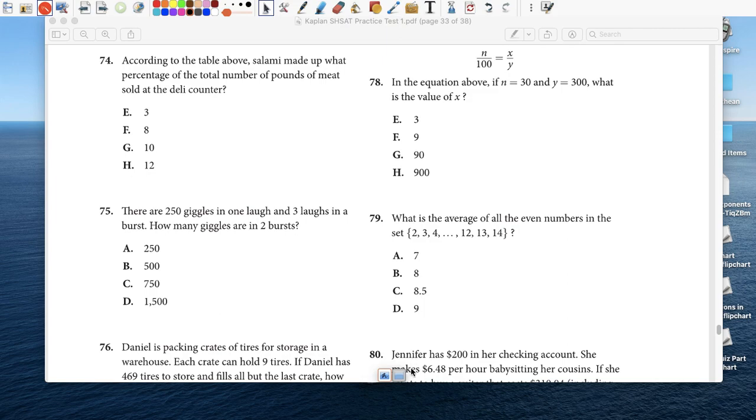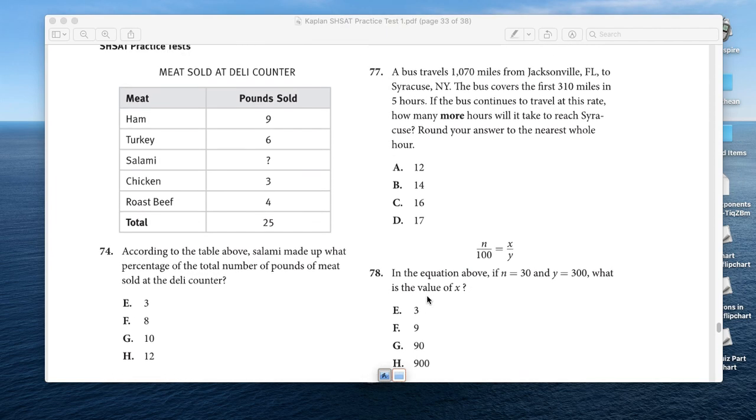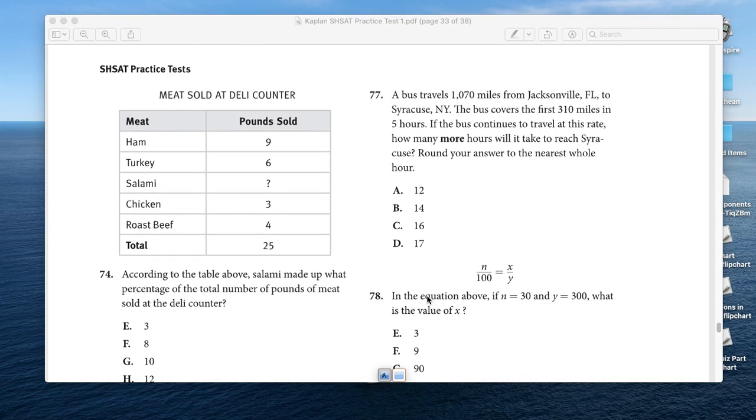Okay. 77. A bus travels 1,070 miles. The bus covers the first 310 miles in 5 hours. If the bus continues to travel at this rate, how many more hours will it take to reach Syracuse?